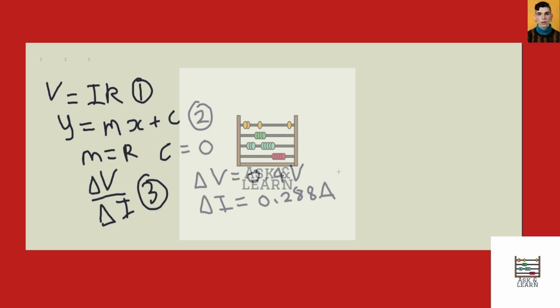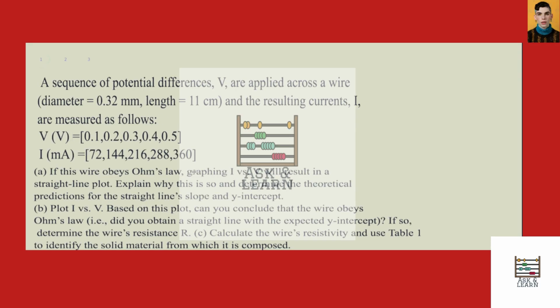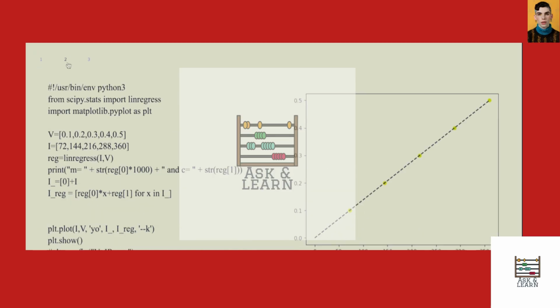And that gives us m equal to this, and so that gives us a resistance of approximately 1.4. So it's 1.388 recurring, but we'll round that to 1.4. And that being said, moving on to part B of the question, which says plot I versus V. Can you conclude that the wire obeys Ohm's law? If so, did you get that result?